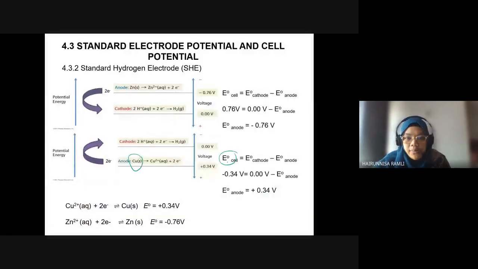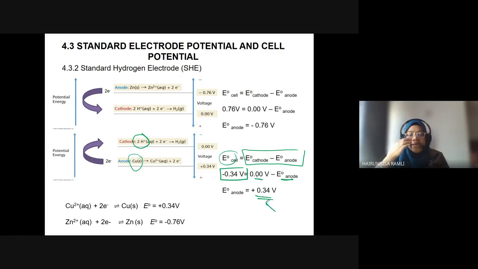Okay, so sebab tu kalau you perasan kat sini, E cell dia negatif. Menggunakan formula yang sama, E cathode tolak E anode, cathode you because you maintainkan sebagai hydrogen, you letaklah kat situ. So, 0 minus E anode, anode you, bila you nak tengok balik, value of anode you adalah positive 0.34. Okay, so bila positif, basically sebenarnya dia adalah lebih suka untuk reduce.